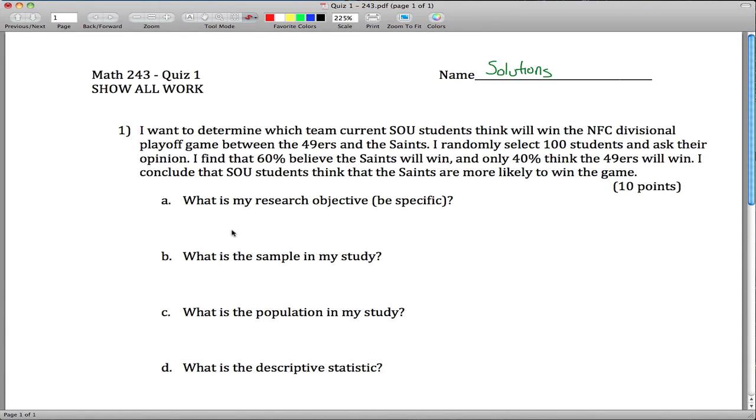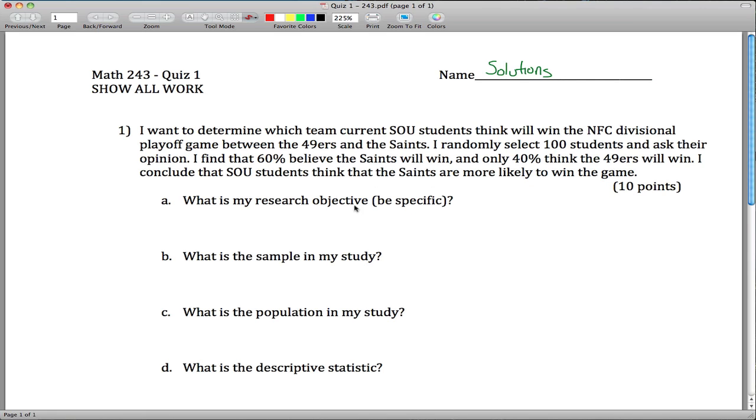All right, here's quiz solutions for the first quiz for Math 243. We're given this little scenario here. We want to determine which team SOU students think will win the playoff game this weekend between the Niners and the Saints. 100 SOU students are chosen. 60% think the Saints will win. 40% think my Niners will win. So we conclude that SOU students think that the Saints are more likely to win this game.